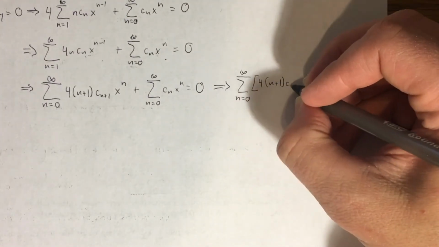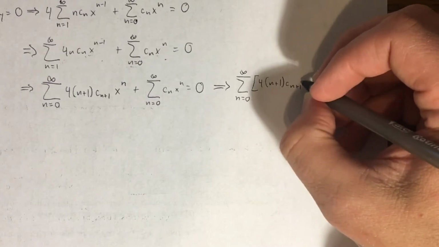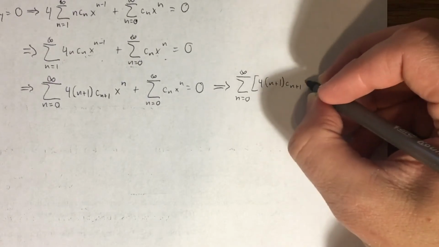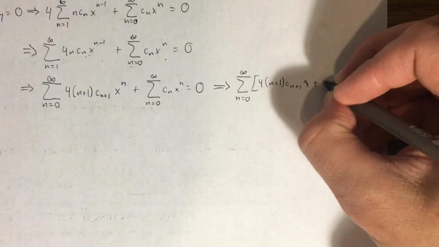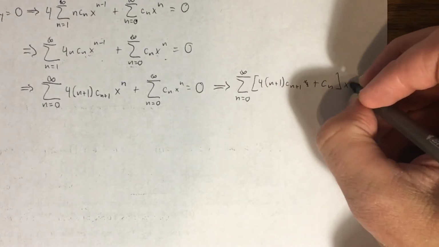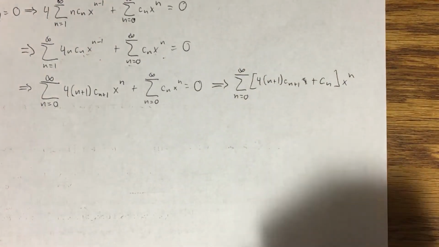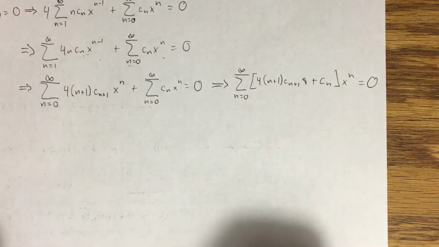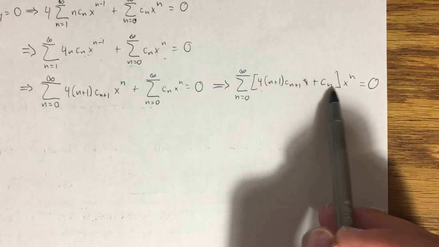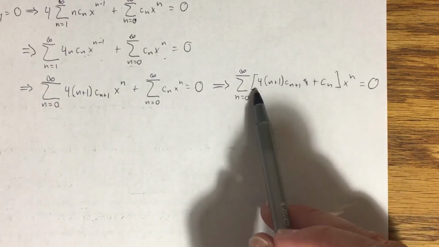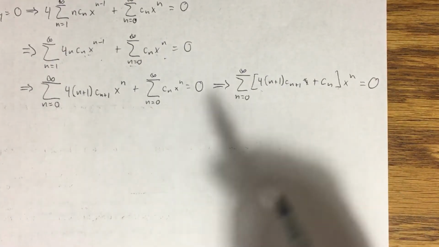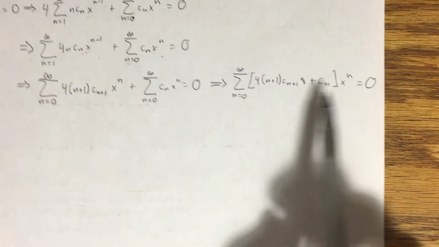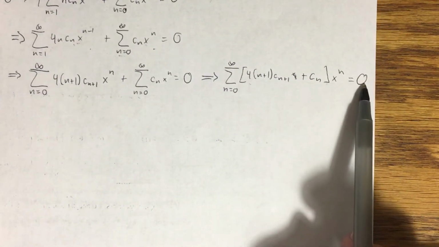4n plus 1 c to the n plus 1, plus c_n, x to the n, okay? And that's equal to 0. So now we have a single power series. And this is what the coefficients on that power series look like. They look much more complicated than just c_n now. But we also have that this power series is identically equal to 0.